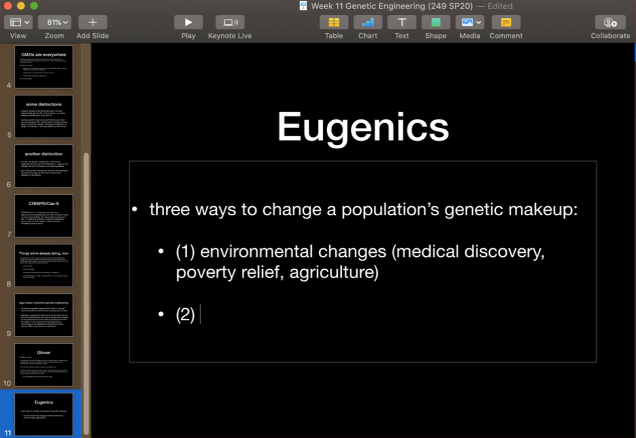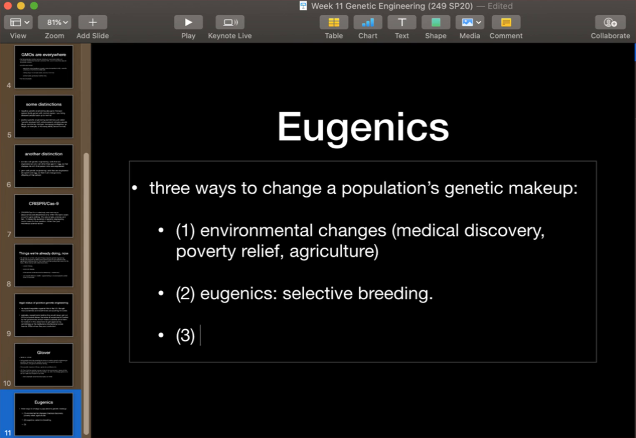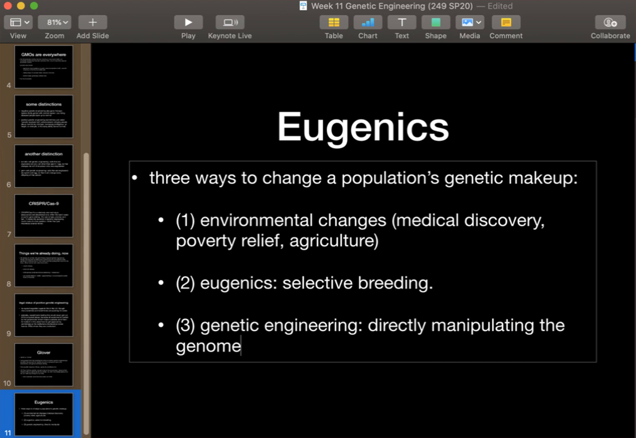So environmental change. Another way to change the genetic makeup is what I've already called eugenics. And remember, this is selective breeding. Now, I'll come back to eugenics in a second, but the third one is what is going to be the eventual focus, genetic engineering. And remember, genetic engineering is directly manipulating the genome using biotechnology, right? Get into those cells, change the genes in the cells. Whereas selective breeding is deciding who has babies and who doesn't have babies.